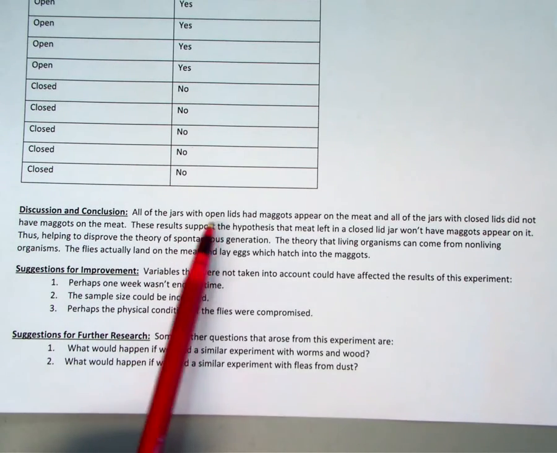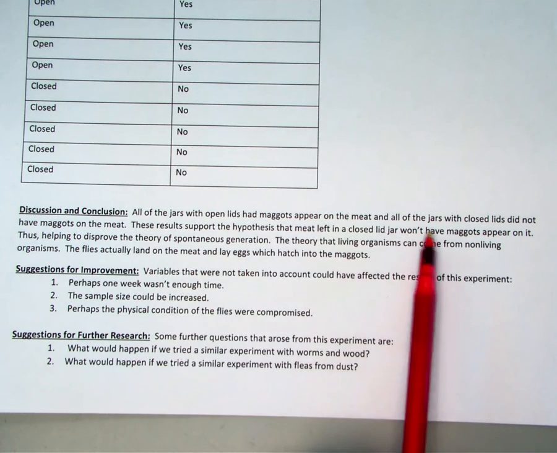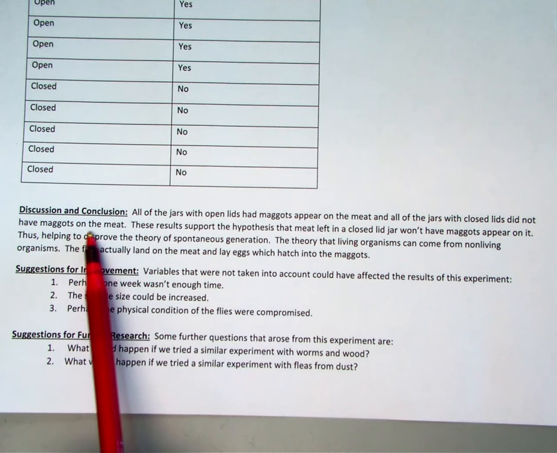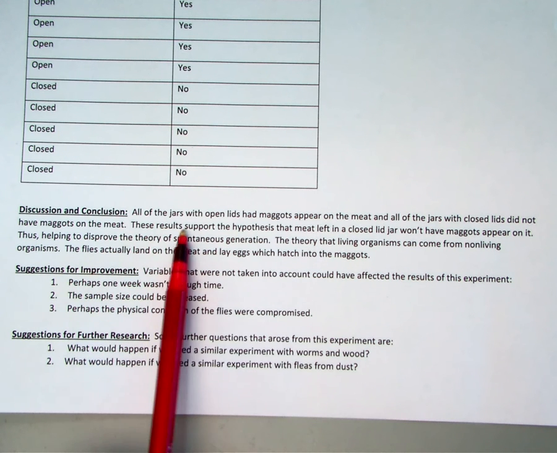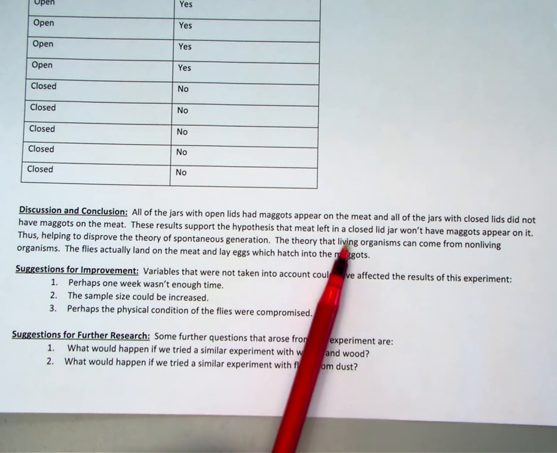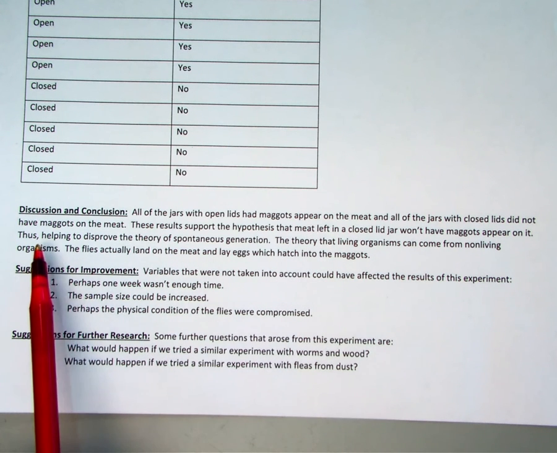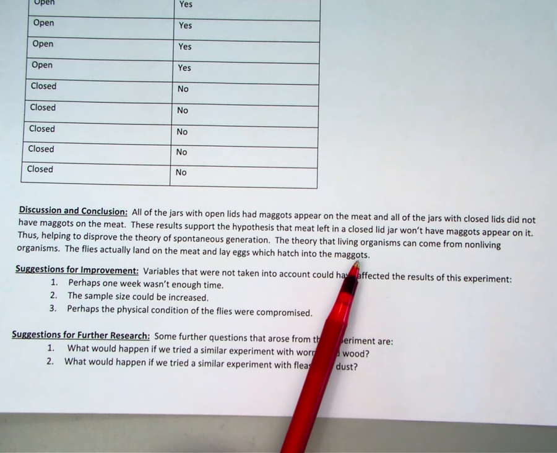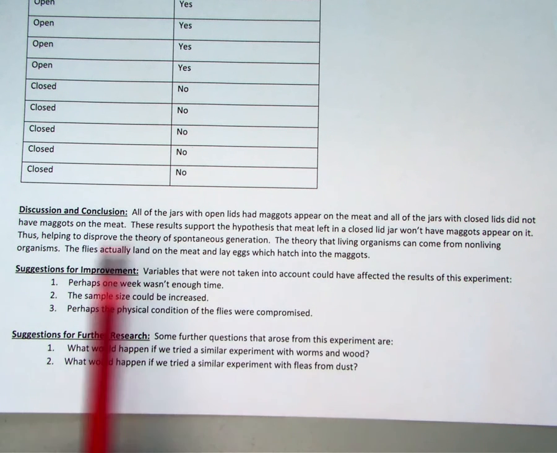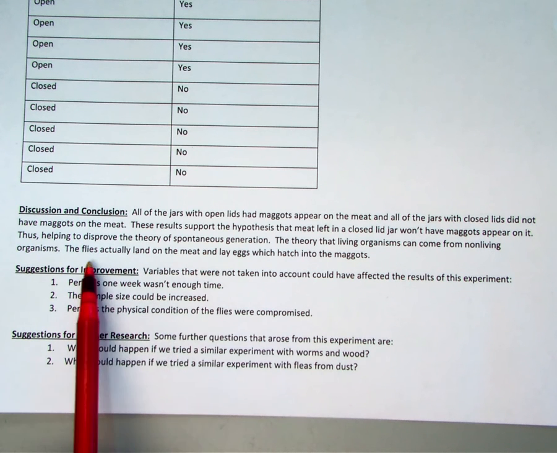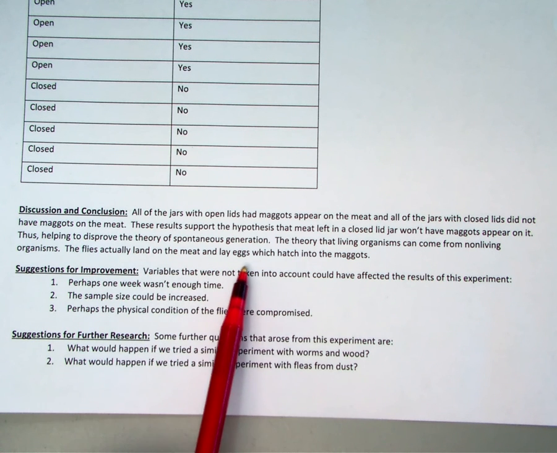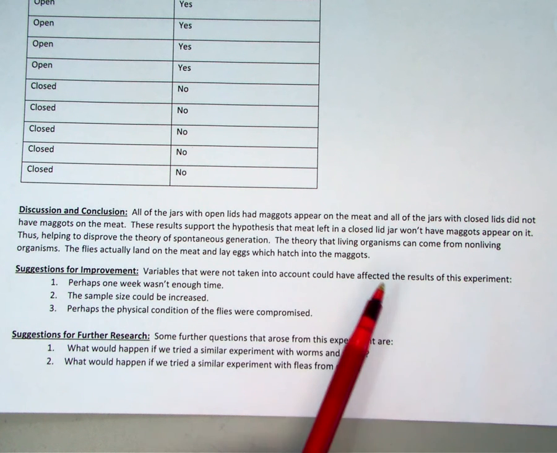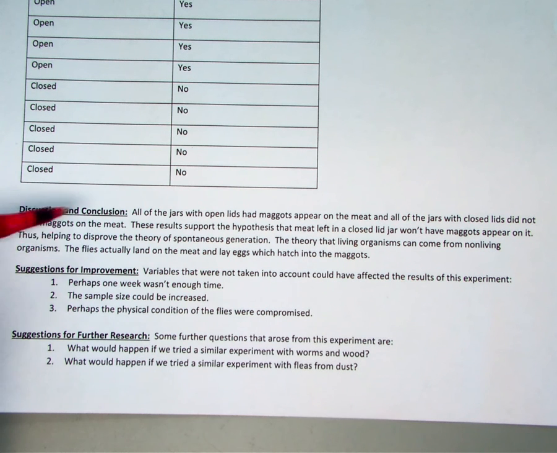All of the jars with the open lids had maggots appear on the meat, and all of the jars with closed lids did not have maggots on the meat. These results support the hypothesis that meat left in a closed jar would not have maggots appear on it, thus helping to disprove the theory of spontaneous generation, the theory that living organisms can come from non-living things. The flies actually land on the meat and lay eggs, which hatch into the maggots. So I did talk about whether or not I supported the hypothesis.